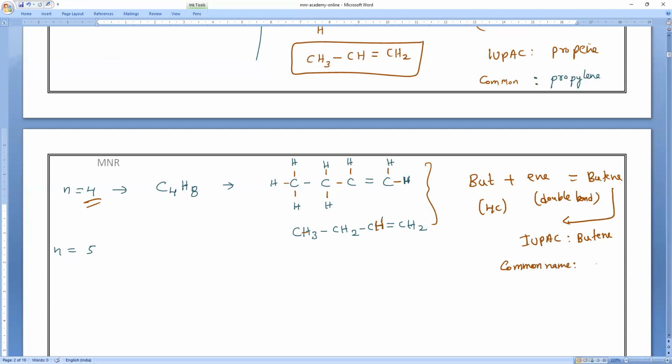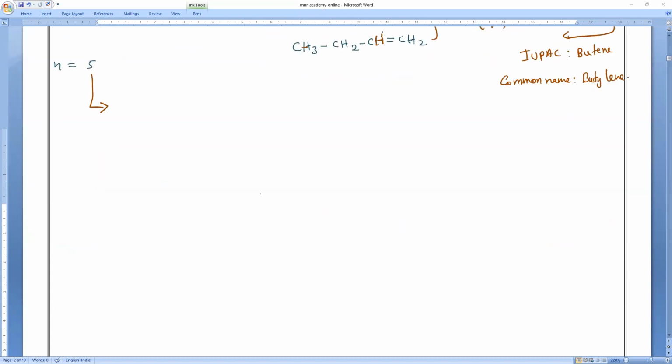Next, common name. What is the common name, anybody? Butylene. Write it and learn it. Common names are extremely important. Next, N is equals to 5. What is the number of carbons and number of hydrogens? N is equals to 5. Make it quick, everybody.